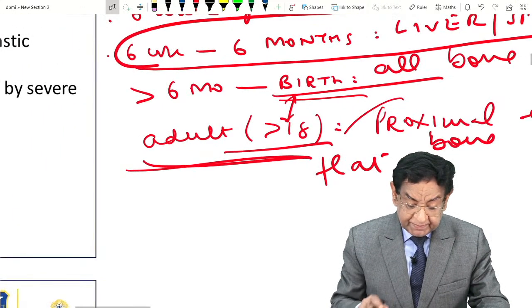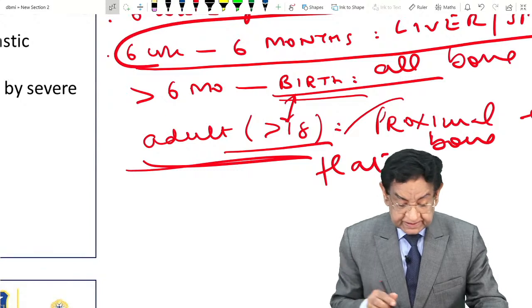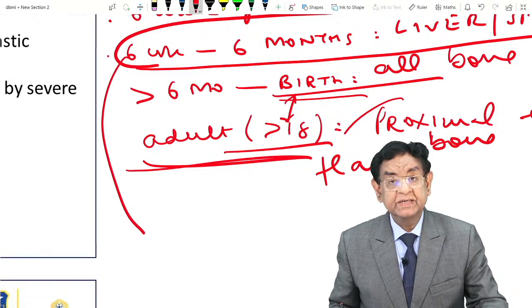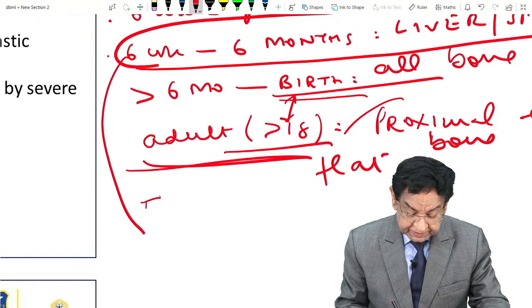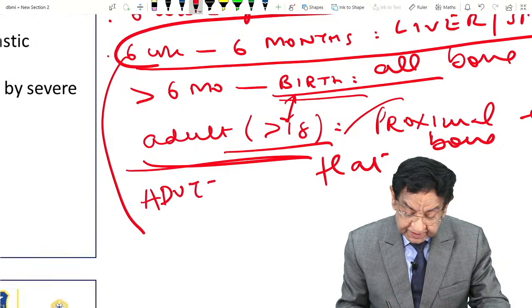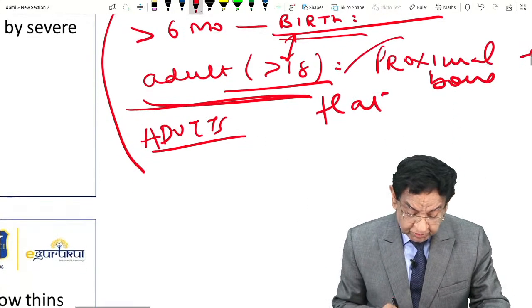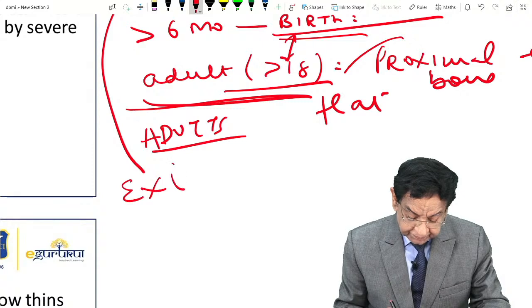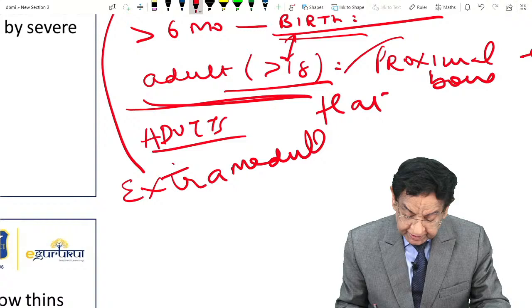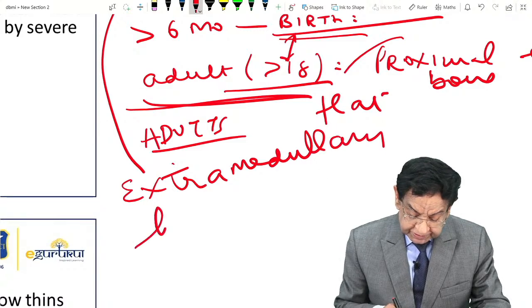But sometimes in adults, this can happen. Remember, I'm talking about adults. The cells are getting made in the liver and spleen, right? This is known as extramedullary hemopoiesis.